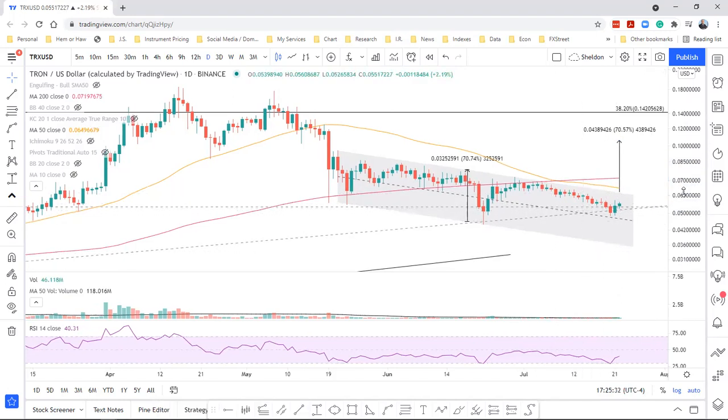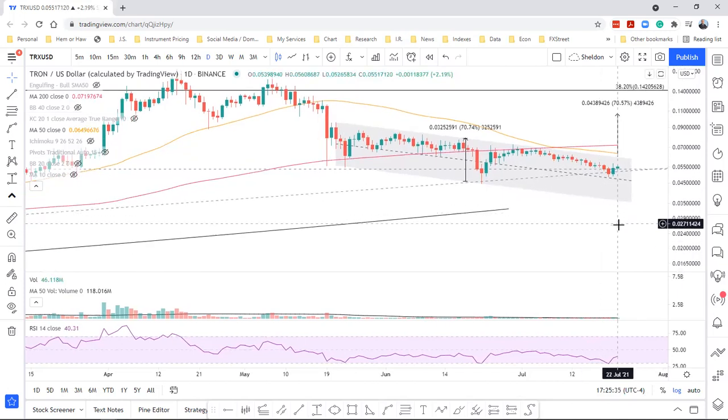Now, of course, this could resolve to the downside and we'd be looking at a significant loss down to here. But at this point, as long as there is not a daily close below the midline of the descending parallel channel, you have to lean bullish with an initial position size, what I like to call a pilot buy. And you have the opportunity then to participate in a 70% move, which is very respectable and will have an impact on your portfolio.